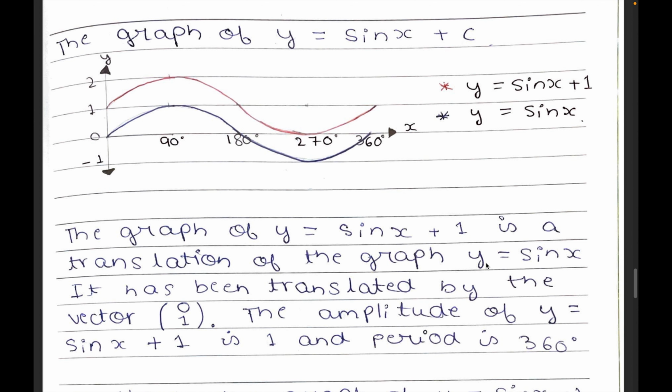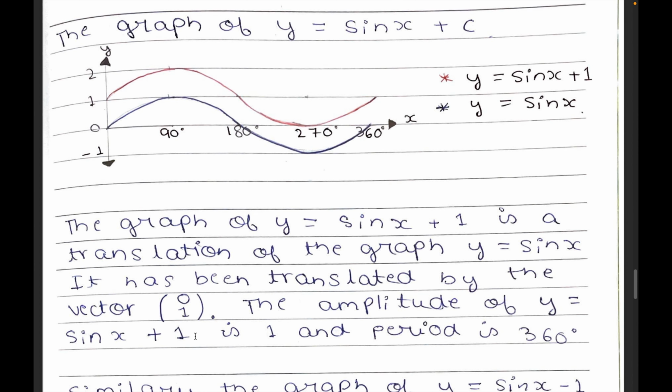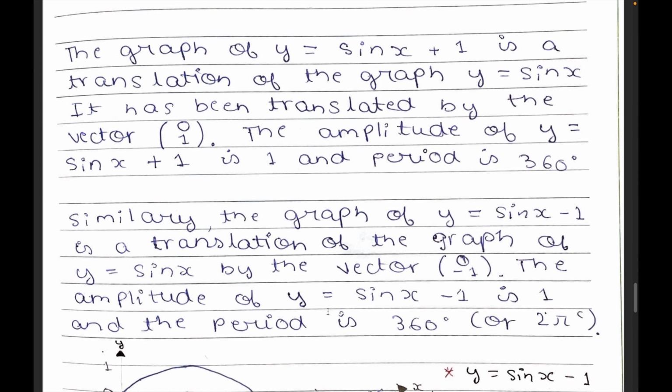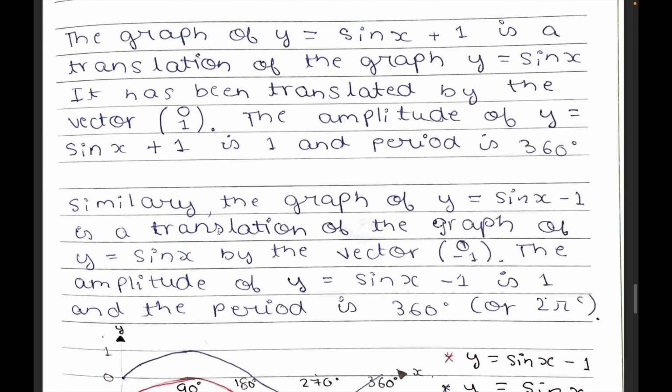Now let's look at the final factor that could affect the graph of sine x. So y equals sine x plus c. It is a vertical translation. So if we have y equals sine x and we have y equals sine x plus 1, it would move vertically up by 1 unit. So the graph of y equals sine x plus 1 is a translation of the graph of y equals sine x, and it has been translated by the vector (0, 1). So this has been moved up by 1. And then the amplitude would remain the same and the period would also remain the same. And similarly, the graph of y equals sine x minus 1 would be a translation downwards by 1 unit.